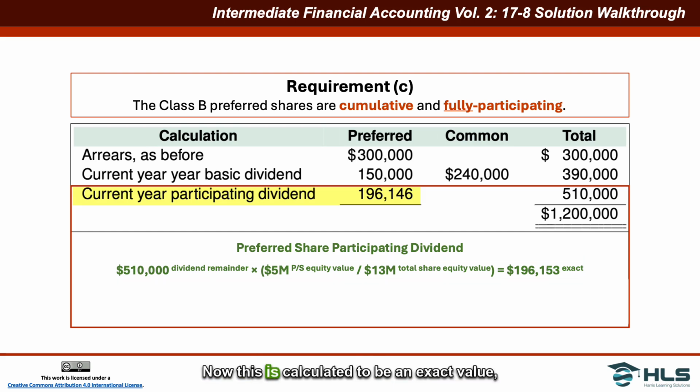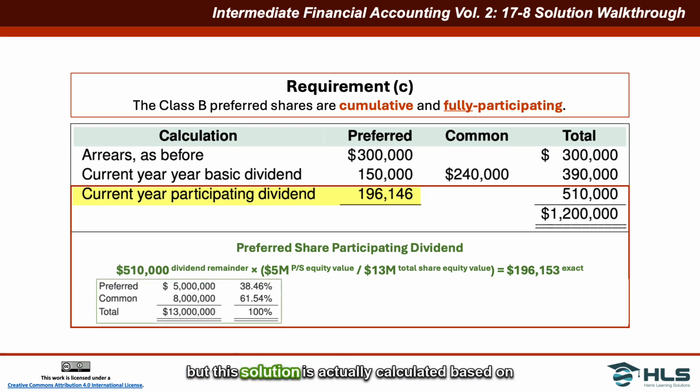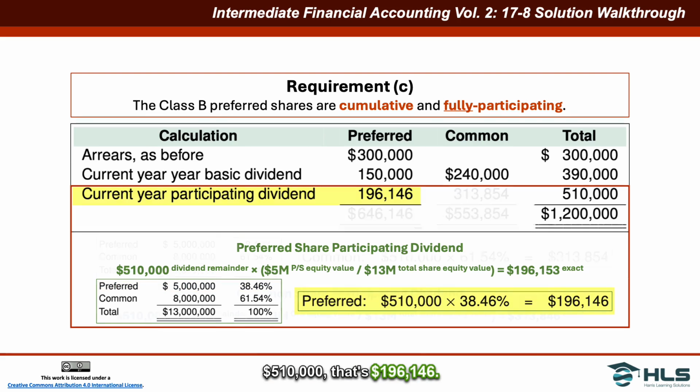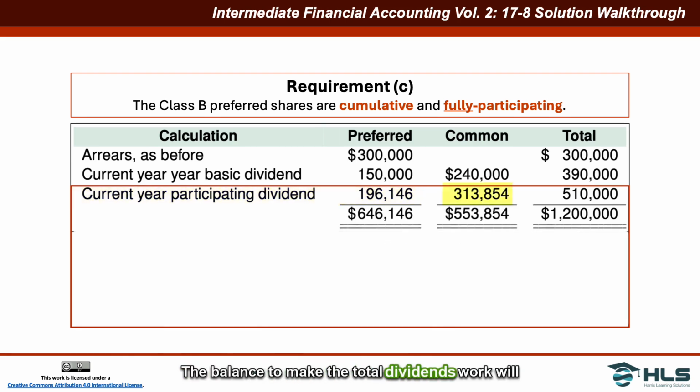$196,153. Now this is calculated to be an exact value, but this solution is actually calculated based on a slightly rounded proportion of preferred shares to the total, where $5 million in preferred shares divided by the total share equity of $13 million is approximately 38.46%. When multiplying by the remaining dividend of $510,000, that's $196,146.